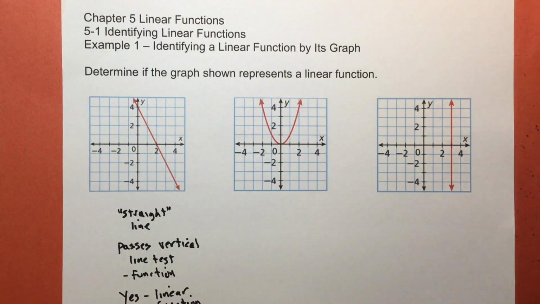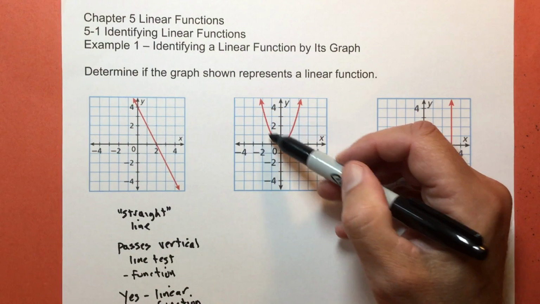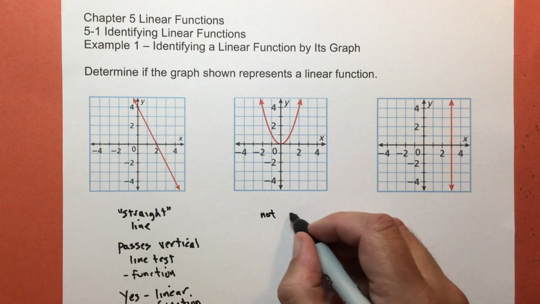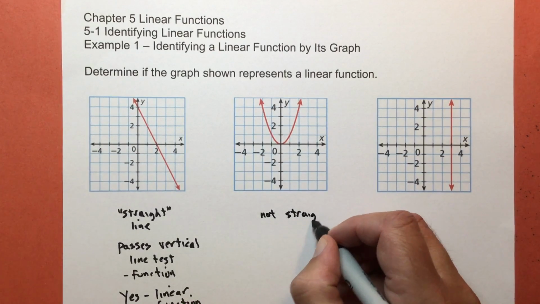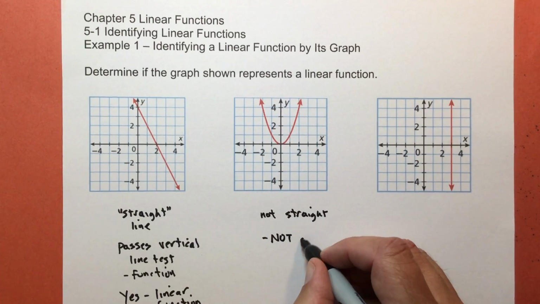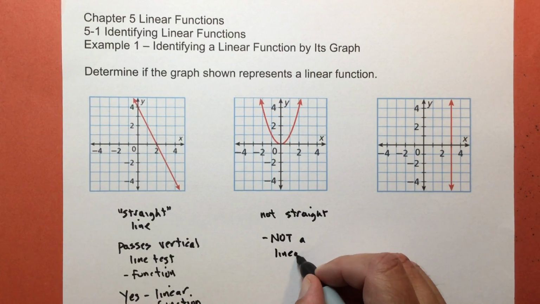If I look at the second one right here, this appears to be some sort of curve. It's bent, so it is not straight. So this one is not a linear function.